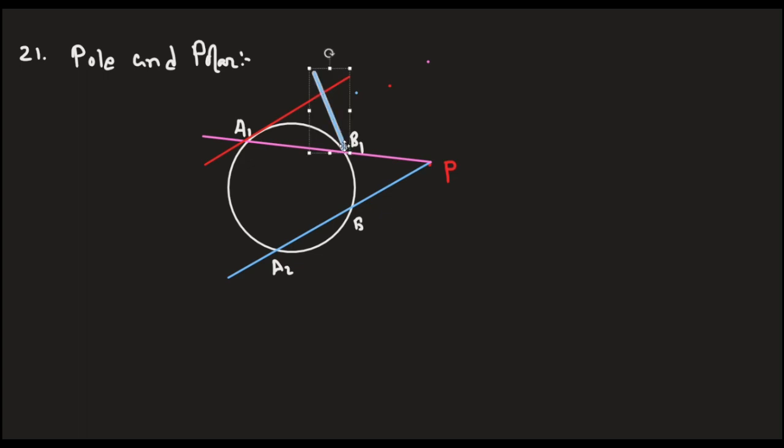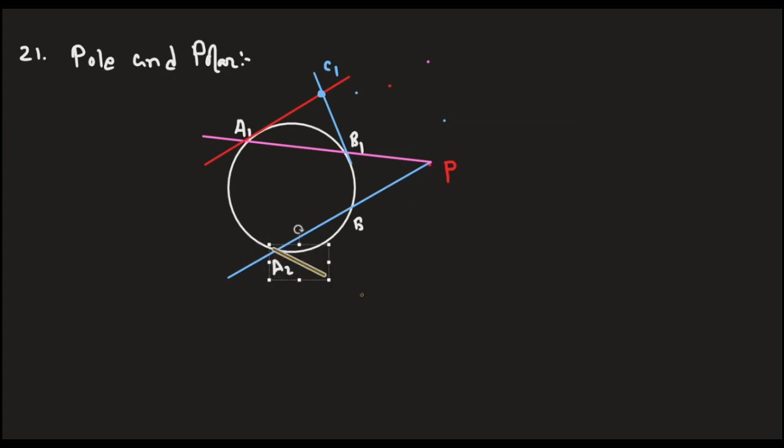Now if you extend this one, they will intersect at this point, and this point I am calling C1. Now again draw the tangent at the point A2. So this will be the A2. Draw the tangent here.